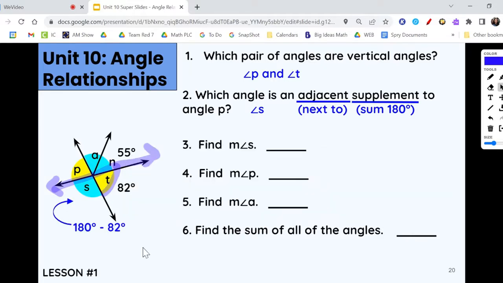Okay, you should find that it is 98 degrees. Whenever you find the angle, write it right into your diagram. It really helps when you're solving for other angles. Find the measurement of angle P.